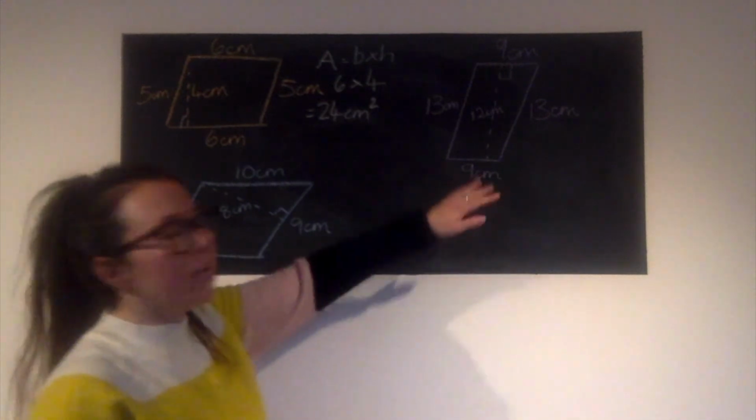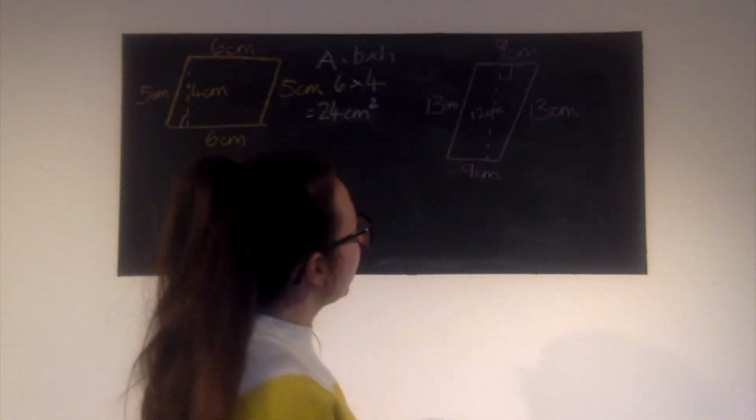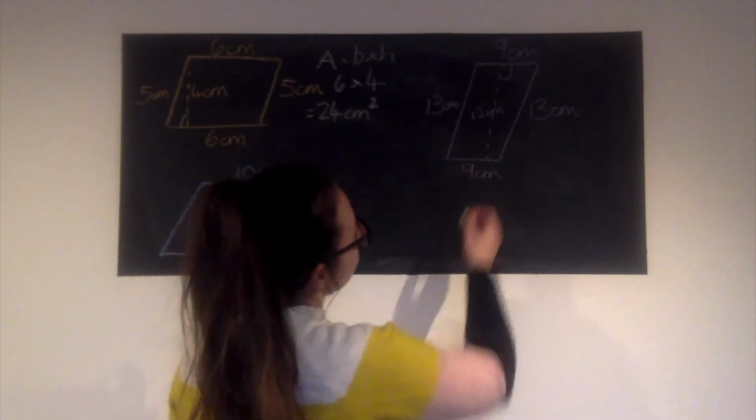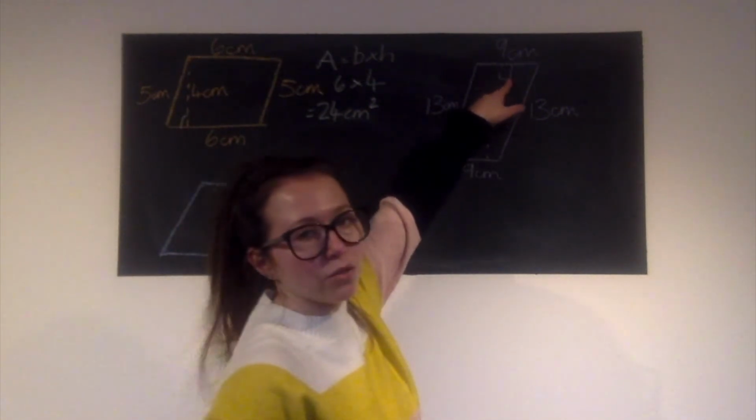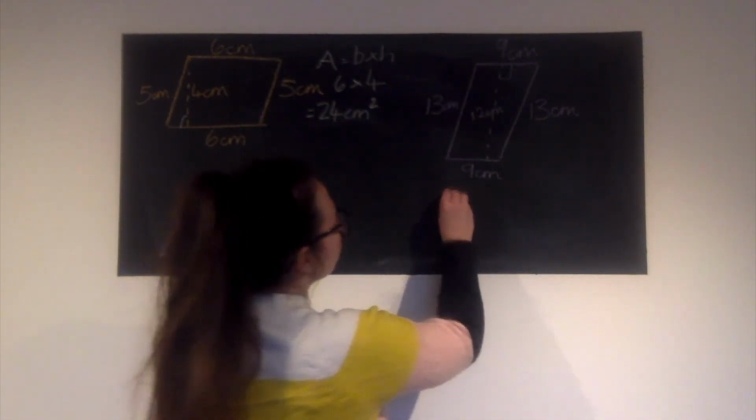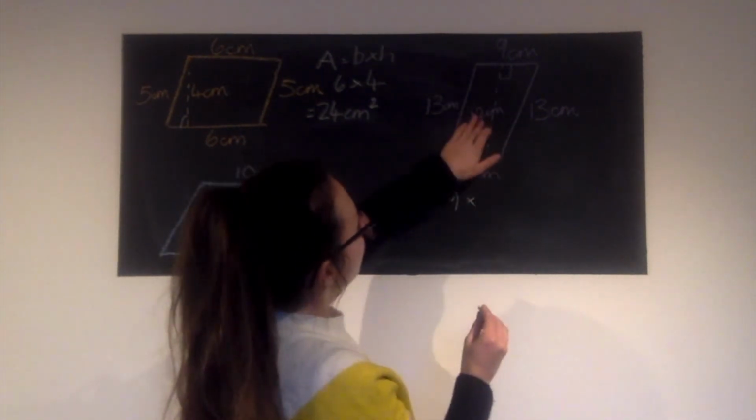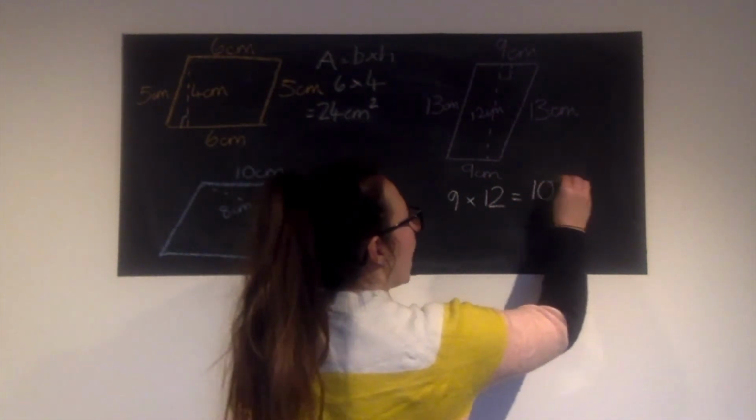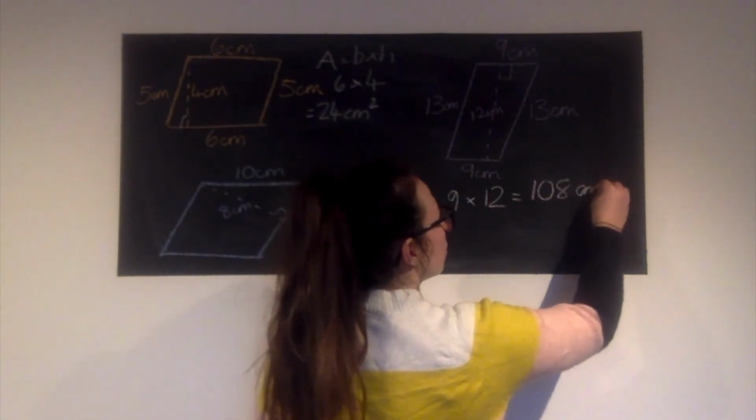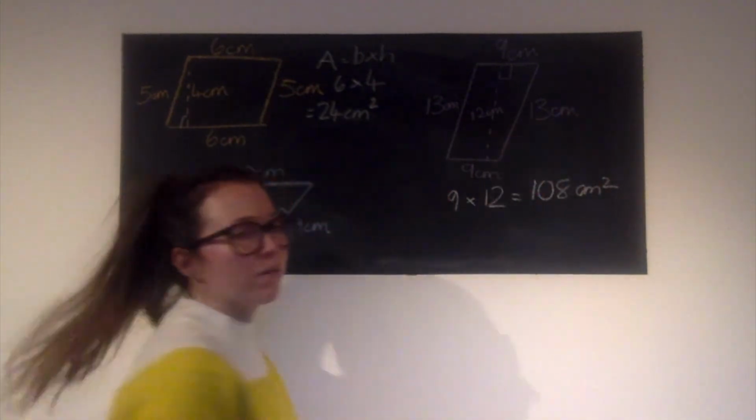Now let's go to the pink parallelogram over here. So again, we've got our base. This one's a little bit trickier to spot. You need to be looking for that right angle. Where's the perpendicular point? So we've got 9 centimetres multiplied by 12 centimetres, which is going to give us 108 centimetres squared. That's the area of this parallelogram.